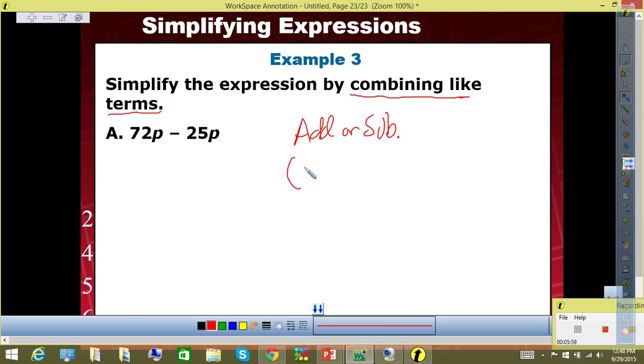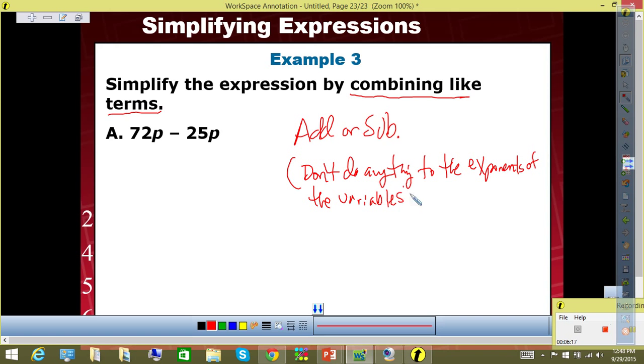When we combine like terms, we're basically adding or subtracting. And what does that mean? That we don't do anything to the exponents of the variables. Is everybody clear with that? We don't do anything to the exponents of the variables. I'll put a little asterisk and a heart. So what do I mean with that? That means if we put a 1 here, we don't combine the exponents, because here we're combining like terms, which means it does not involve multiplication. So if this is the same as this, same variable raised to the same power, we just write it once, and then we just use the coefficient. 72 and negative 25, that is 47p.